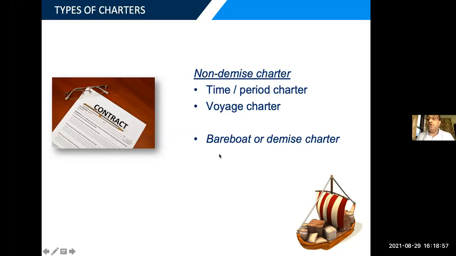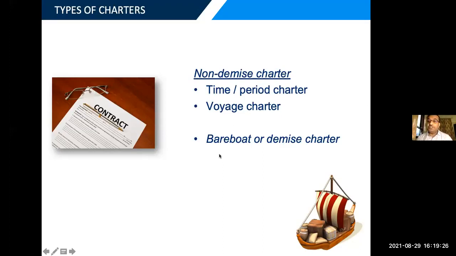But does that mean I'm not going to incur any cost when I'm waiting in Singapore anchorage? Yes, still I will incur some cost. I am having 30 crew on board. Can I stop paying salaries to them? No, I have to pay salaries to them. Can I stop supplying food, water, provisions, victualling to the ship? No.